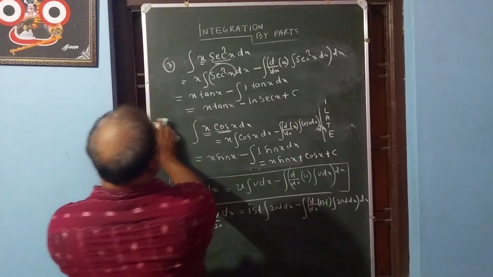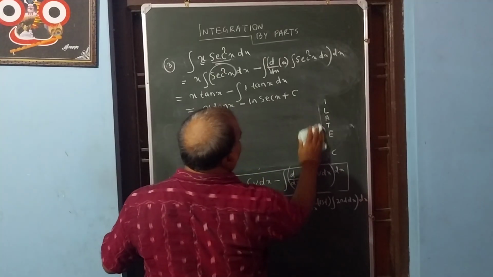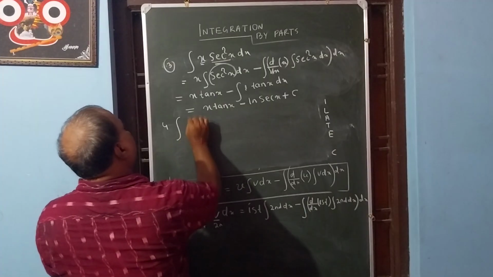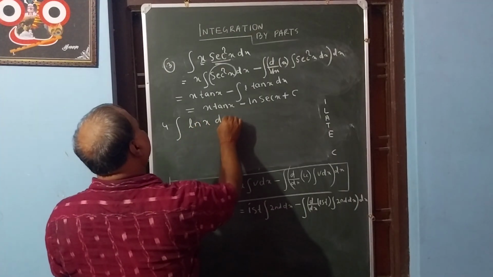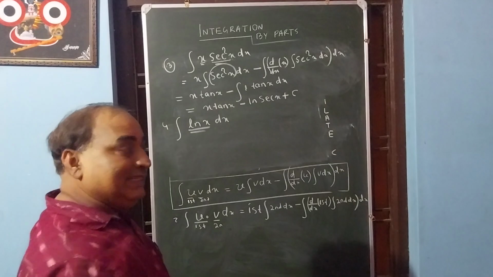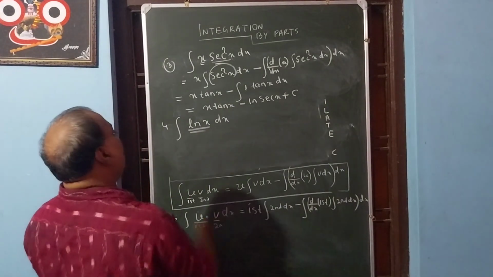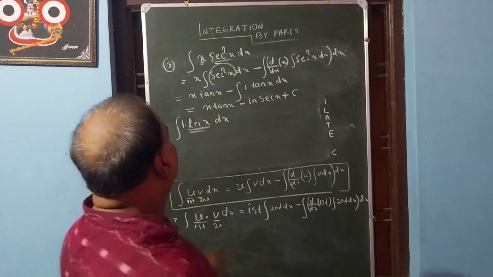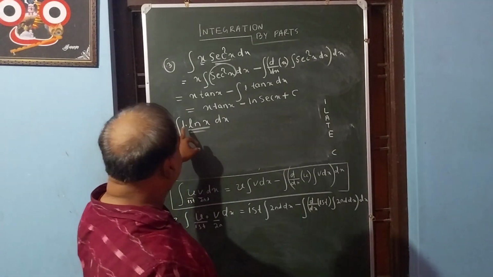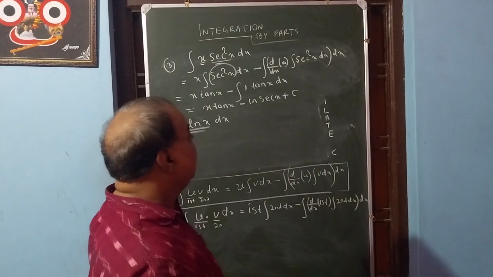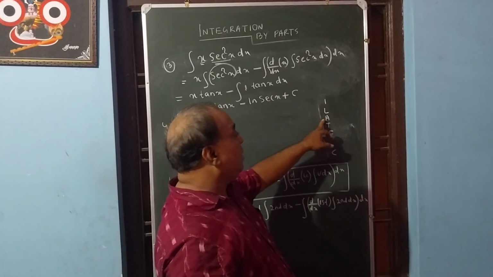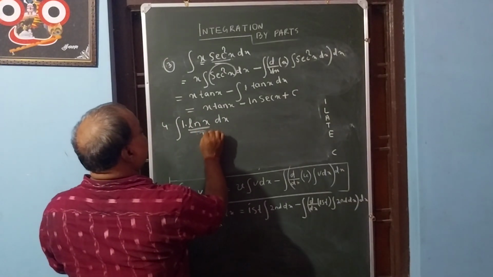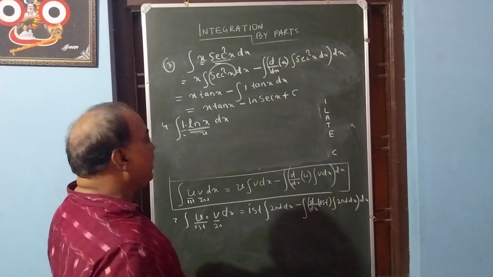Let us take another example. Question number 4. Suppose only ln x. The question is coming like this. Only ln x. It seems to be just ln x, but there is one more function here, that is 1. One is an algebraic function. So there are two types of function here: one is an algebraic function, another is a logarithmic function. So first comes the logarithmic function, then comes the algebraic function. So this is chosen as the first, and this is chosen as the second. So what is the value?